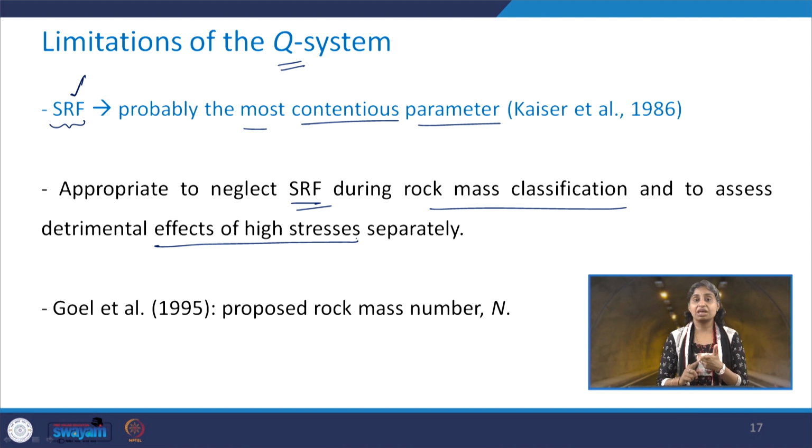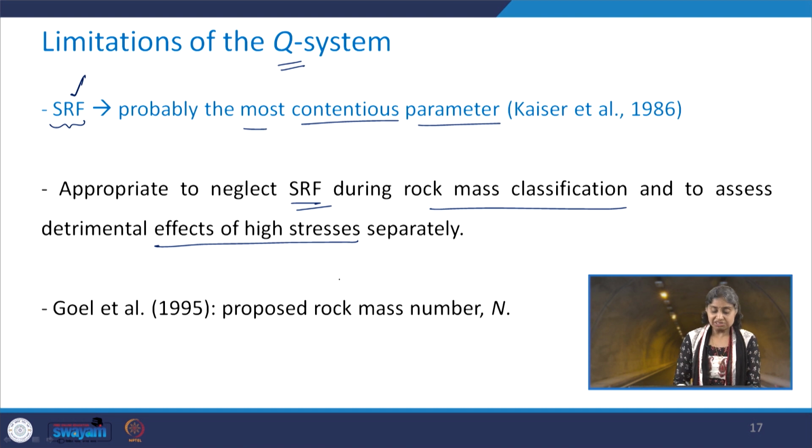That is, you took care of this while calculating the Q in the form of SRF, and then later on you are also doing the adjustment in the analysis with reference to high stresses. No, that should not be done. So the best way is, first you neglect SRF while you find out the Q value for that rock mass, but then later on you consider the effect of high stresses separately.